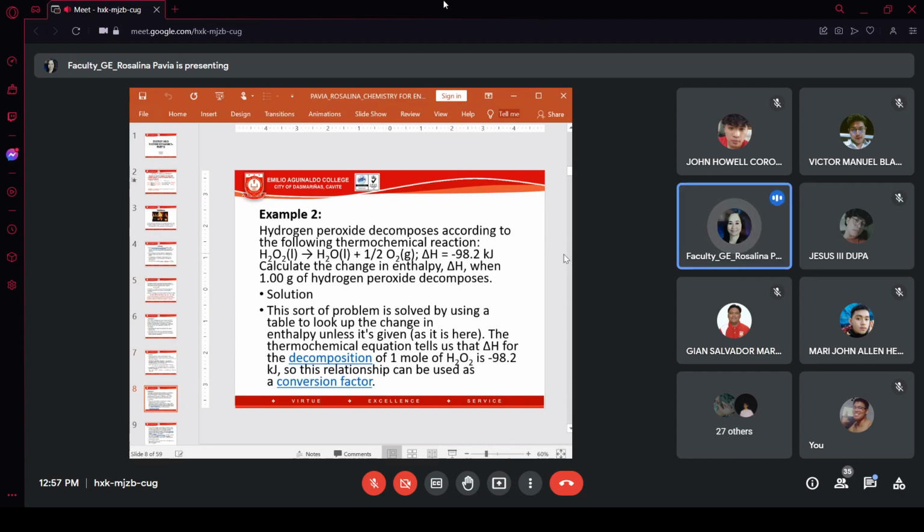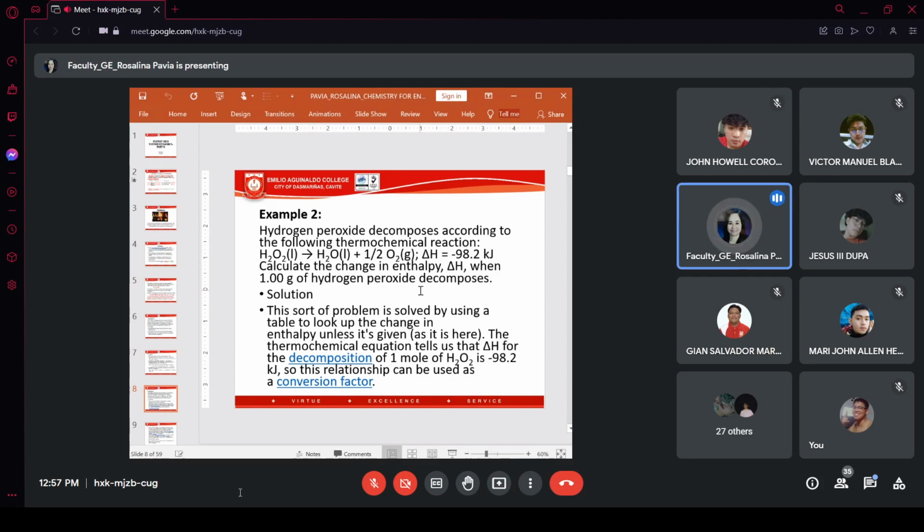Okay, another example. Hydrogen peroxide decomposes, sa chemical reaction naman to. Hydrogen peroxide decomposes according to the following thermochemical reaction. Okay? Hydrogen peroxide yields water plus 1/2 mole of oxygen gas. Now, the delta H of the reaction is negative 98.2 kilojoule. Calculate the change in enthalpy when 1 gram of hydrogen peroxide decomposes.